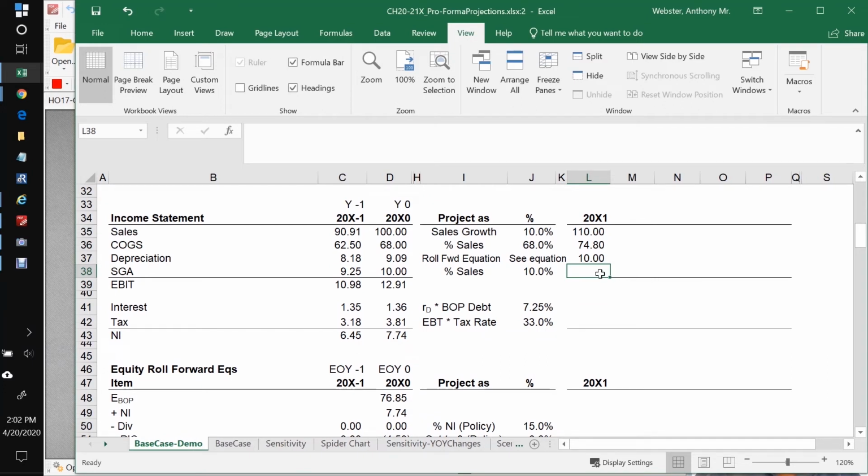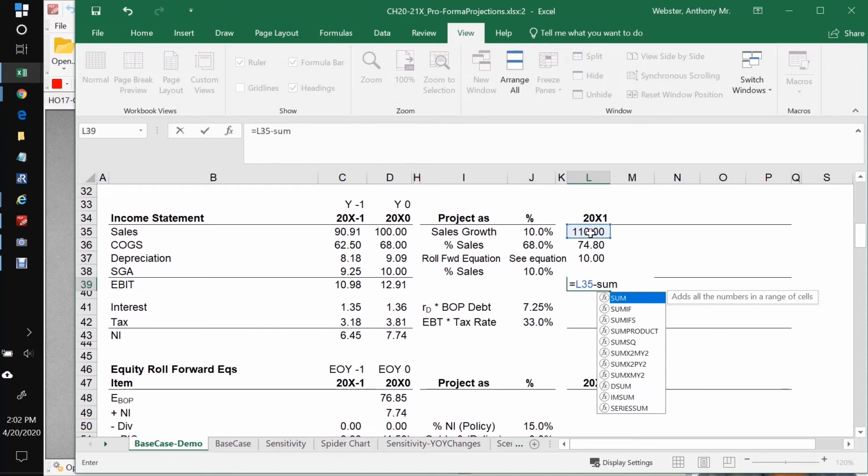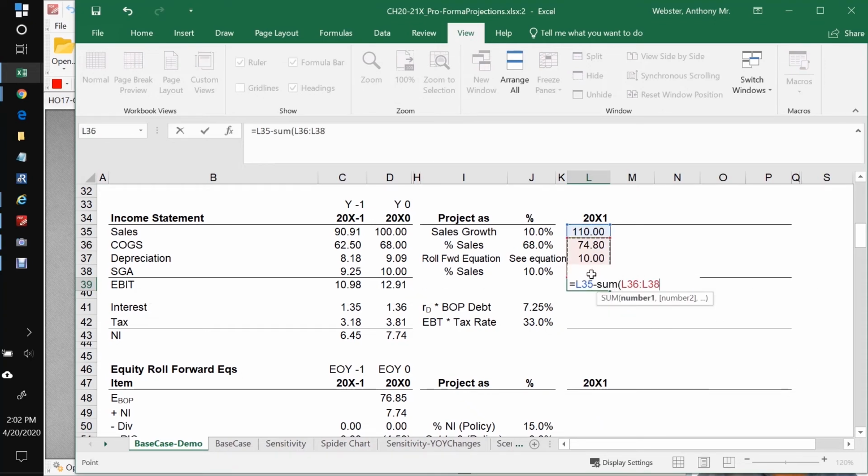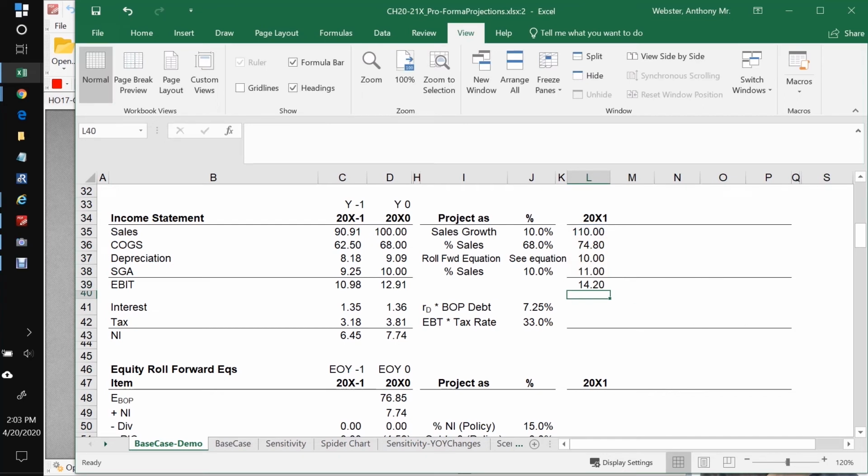Okay, so the SGA, even though we know it's not perfect, we're going to say that that remains constant as a percent of sales at 10% of sales. So that's going to be that 10% of our 110, and that better be 11 or we're in big trouble. Okay, that's pretty good. All right, so now I can subtotal for my EBIT. So I've got my projected revenue minus all of these expenses. Okay, and I've got my 14.2 for my EBIT, so that's looking pretty good.